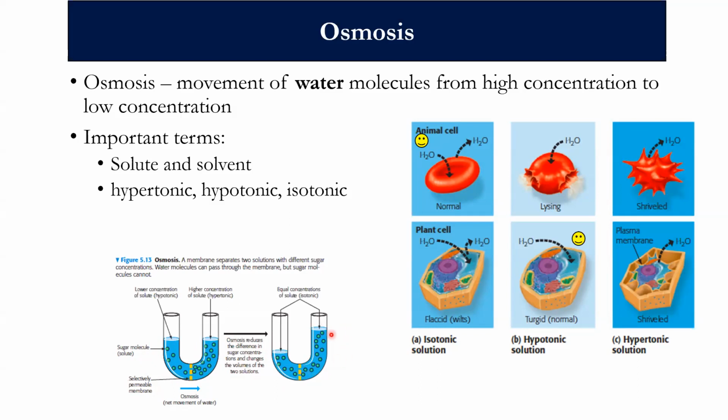Essentially what it's trying to do is dilute the area of high concentration so that it somewhat matches this area of low concentration. So right now, this area is super diluted and this area is more potent. When the water is able to go to the area of higher concentration, it's going to further dilute this area. So eventually it'll be isotonic.